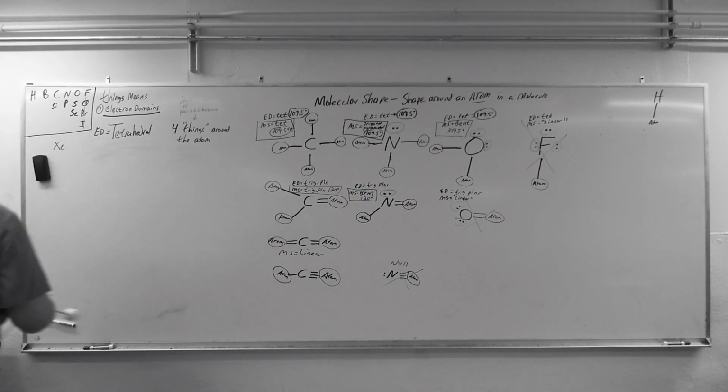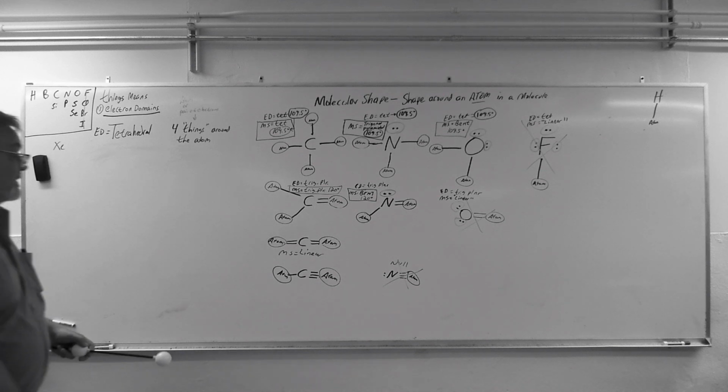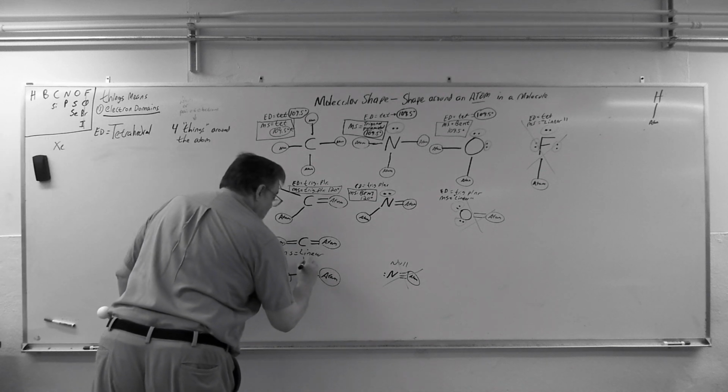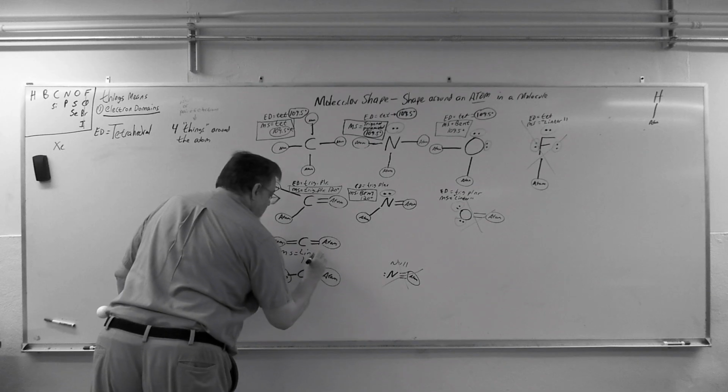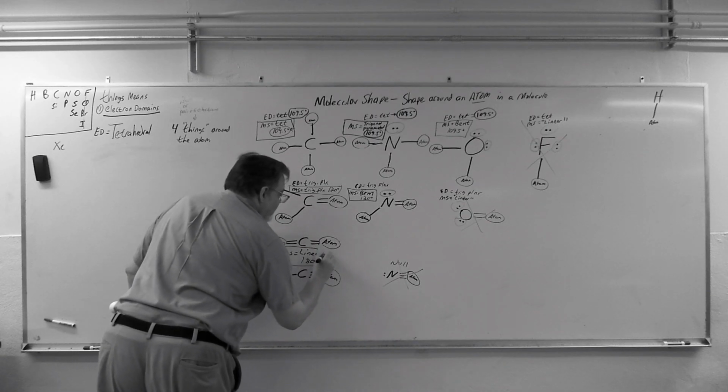In linear, like I said, these are all very obvious. What do you think the bonding angle is for linear? 180. Is linear also the name of the electron domain shape? Yeah, it is.